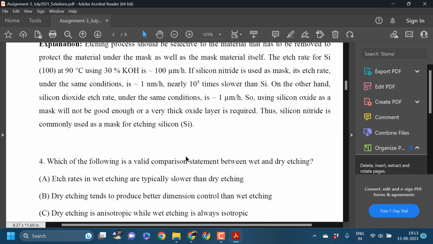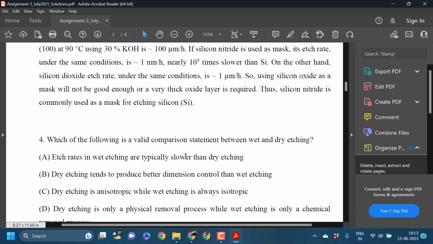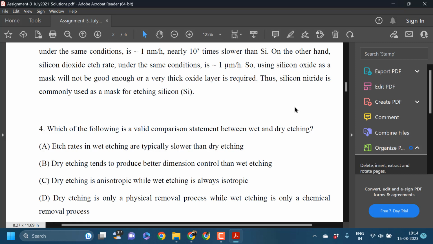Yeah. So which of the following is a valid comparison between dry and wet etching? A: Etching rates in wet etching are typically lower than dry etching. B: Dry etching tends to produce better dimension control. C: Dry etching is anisotropic while wet etching is always isotropic. D: Dry etching is only a physical removal process while wet etching is only a chemical removal process. A valid comparison. There will be some extent of truth in some of them, but which would be a valid comparison?